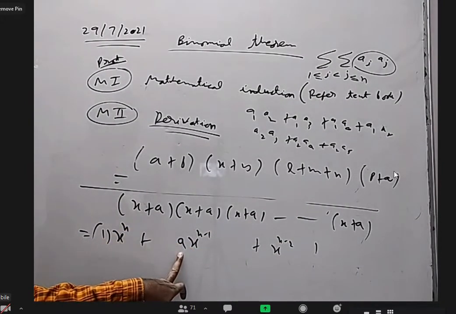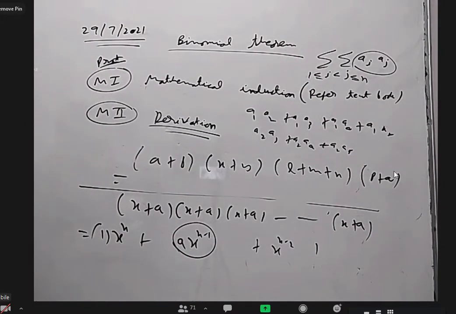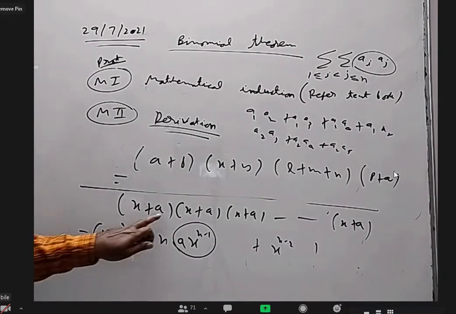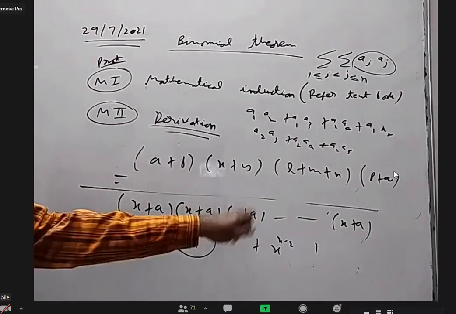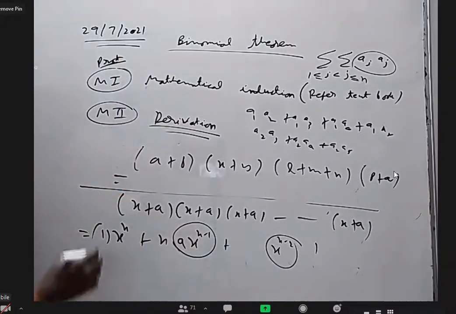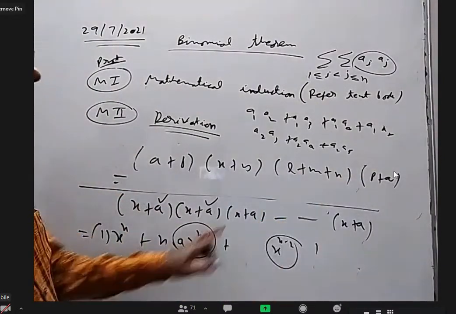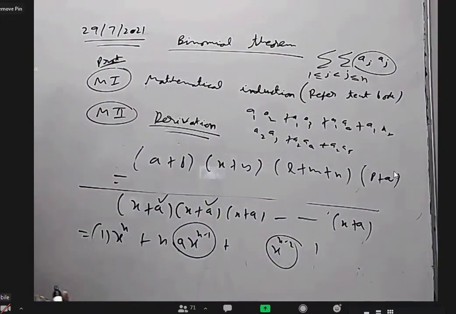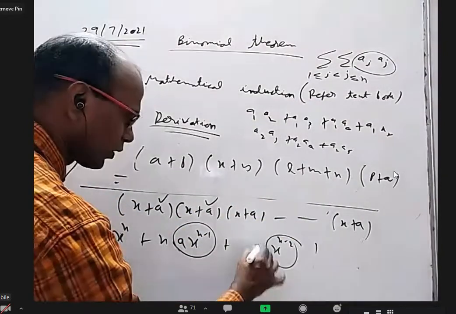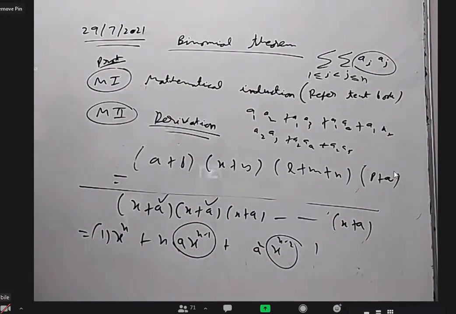Correct? But like this, how many times will I get? N times. Because I can choose the a from here or here and x from the rest of them. If I take x power n minus 2, then in two brackets I have to multiply the constant. In all other brackets I have to multiply x. Right? So I'll get a square, no doubt, and all the x. But like this, how many times? N minus 1. No. NC2.